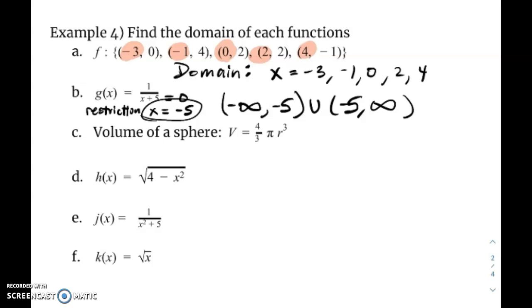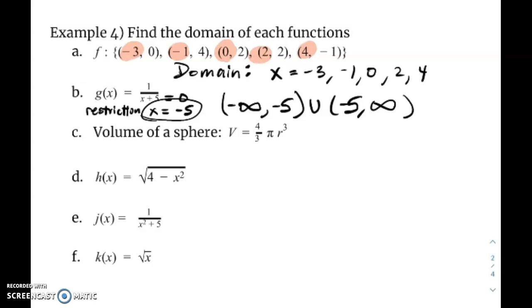If I put brackets on a -5, that means it does work. Parentheses means it does not. So parentheses means that -5 is not included in the domain. We also put parentheses on the infinities because you can't theoretically ever reach infinity. So we're just going up to infinity.